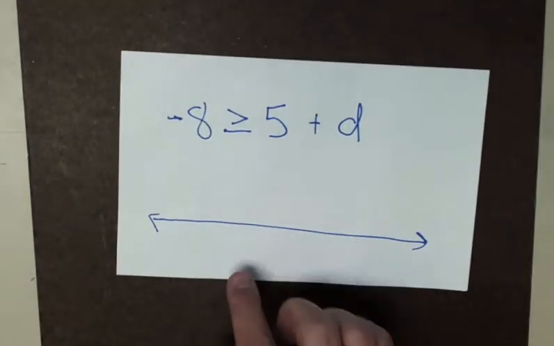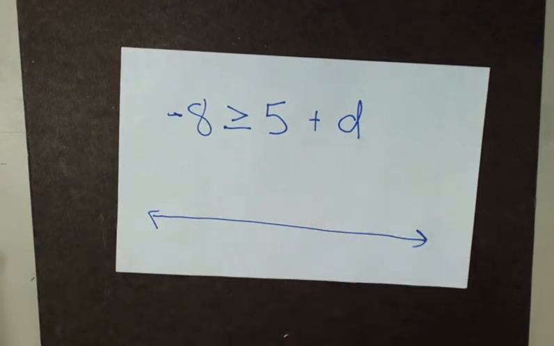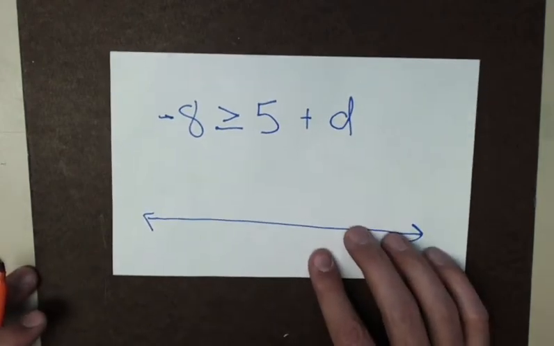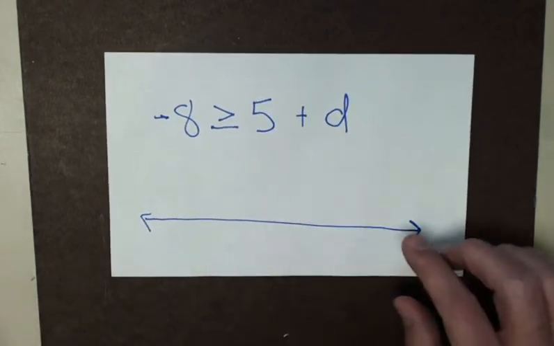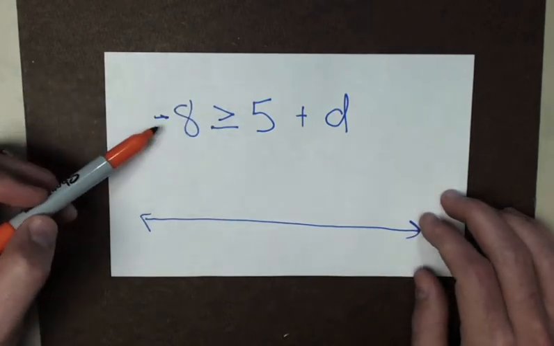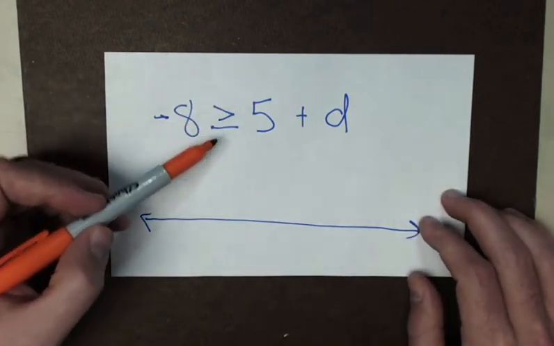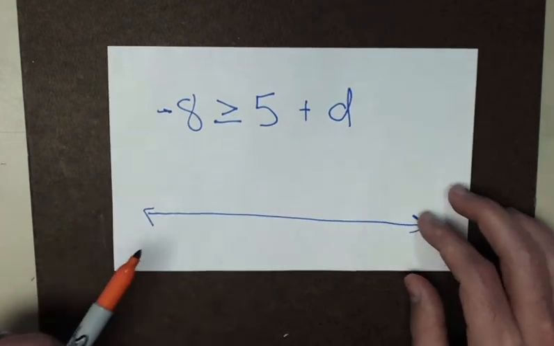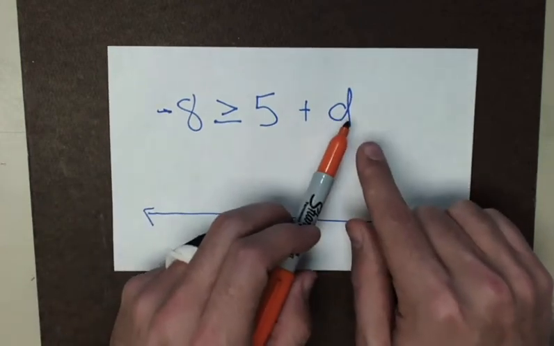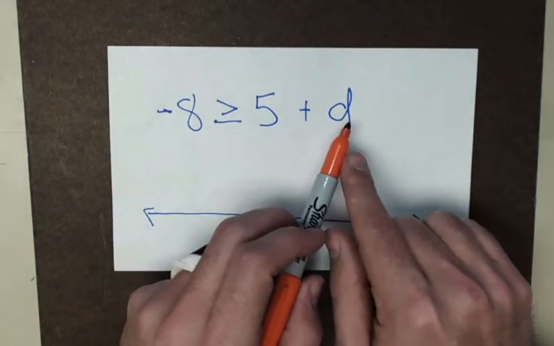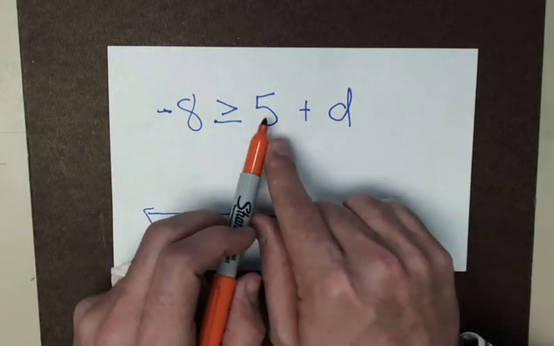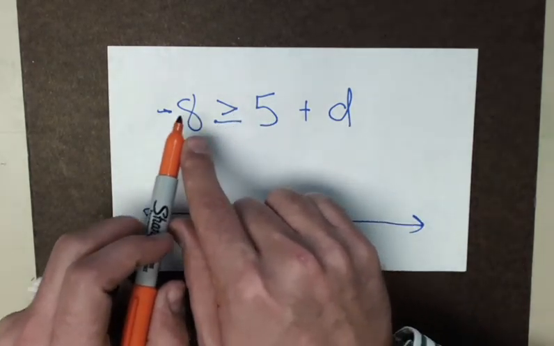This is unique because now the variable is on the right side. We want to focus on the side of the inequality that has the variable because we want to isolate the variable. So we're going to focus on this side. So we have negative 8 is greater than or equal to 5 plus D. But when we have the variable on this side, we always start on this side when we read it. So we actually are going to say D plus 5 is less than or equal to negative 8.